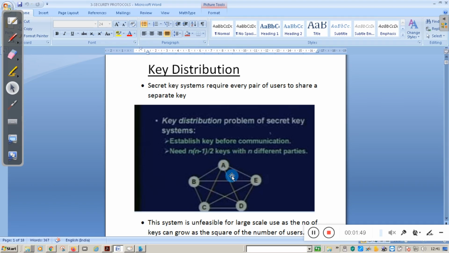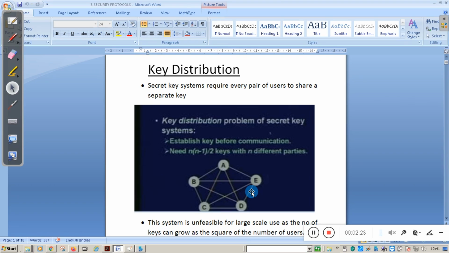these edges represent the keys, like 1, 2, 3, 4, 5, 6, 7, 8, 9, 10. If there are 5 users, 10 keys are required. So the number of keys required increases as the number of users increases. That is one more disadvantage of key distribution in the case of symmetric key encryption technique. And what the solution for this is, we will discuss in the coming session.